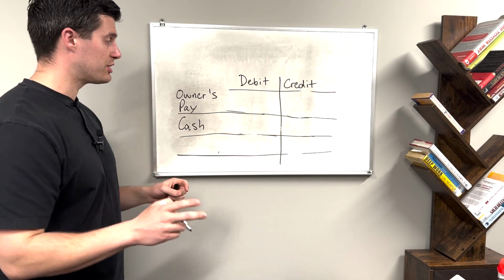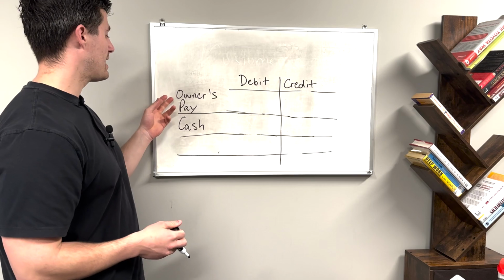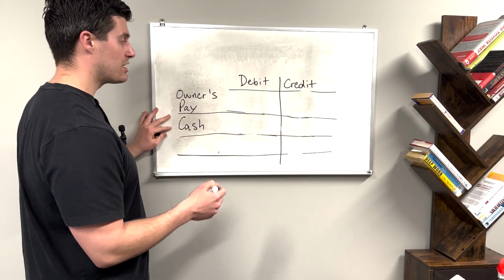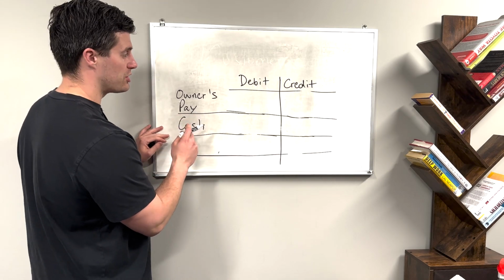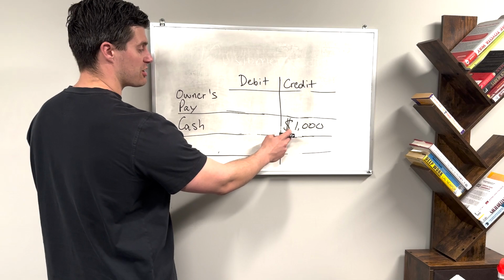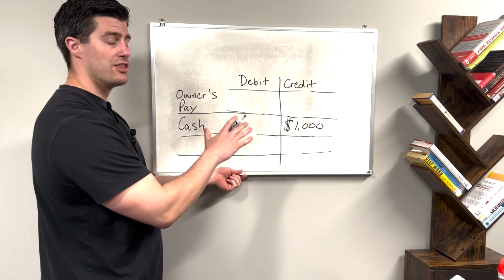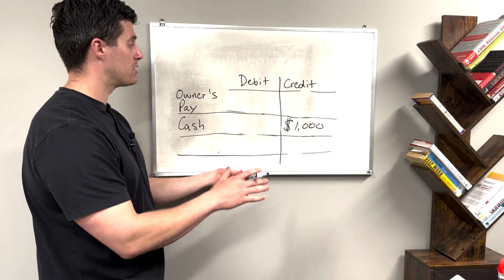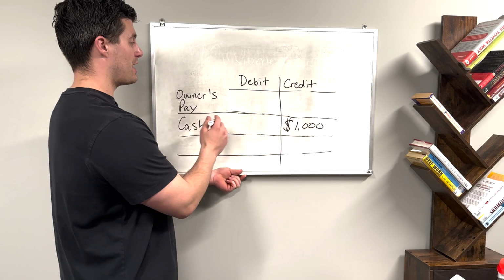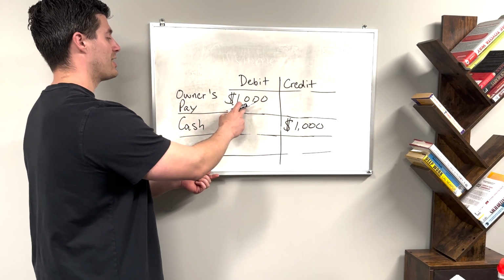A couple more journal entries I want to talk about. Owner's pay. So if you have a single member LLC and the owner of the business withdraws $1,000, this $1,000 is going to come out of the cash or the checking account. So we credit the cash account for $1,000 because we're losing $1,000. We're spending $1,000, but this does not show up on the income statement or the profit and loss statement. This is not an expense. This is owner's pay. Owner's pay is an equity account, so we debit the equity account for $1,000.